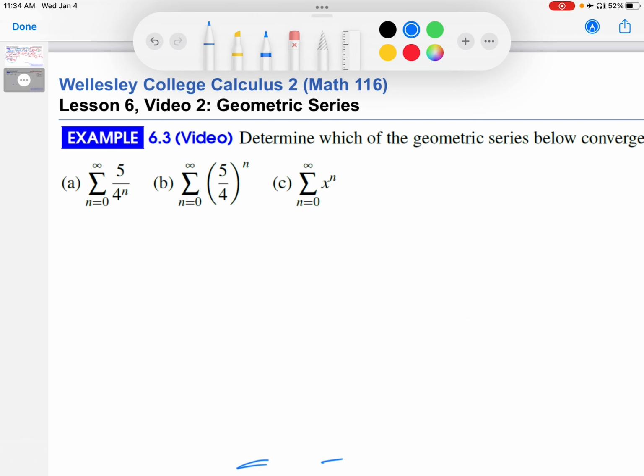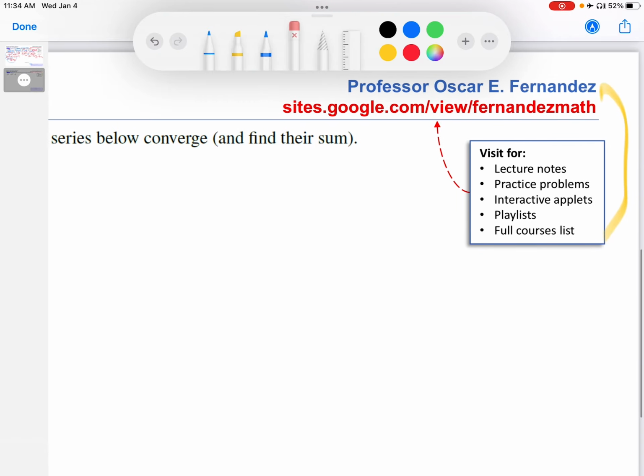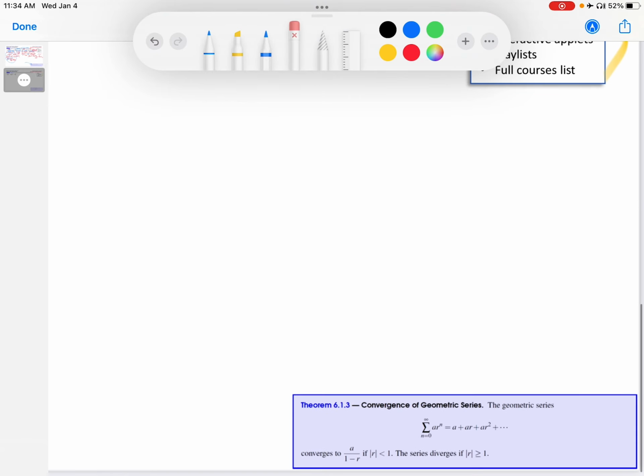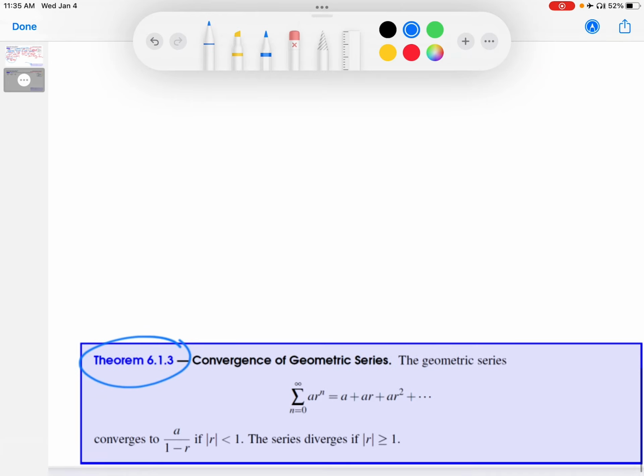How do we determine convergence or divergence for a geometric series? I'm going to zoom in here to this theorem down here. This is the theorem in lesson 6 of the lesson notes. So what does it say? It says the geometric series converges to, wow, we even know what it converges to, right? a over 1 minus r, provided the absolute value of r is less than 1.